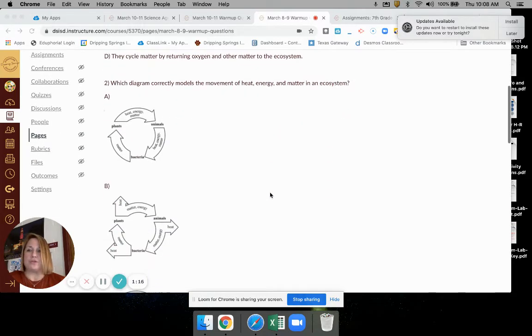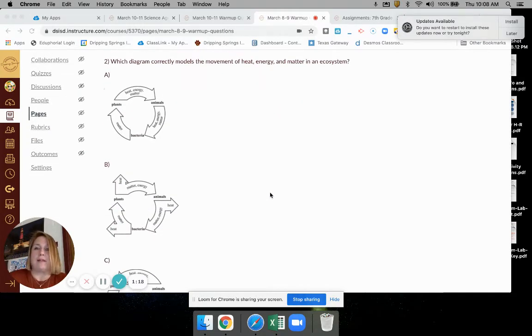All right, number two. Which diagram correctly models the movement of heat, energy, and matter in an ecosystem? So we've been talking about how energy flows through an ecosystem. And we've learned that in an energy pyramid, from one level to the next, only 10% of the energy makes it up to the next level. And the other 90% is used by the organism for its survival or lost to the atmosphere as heat. So you need a diagram that shows heat being given off.